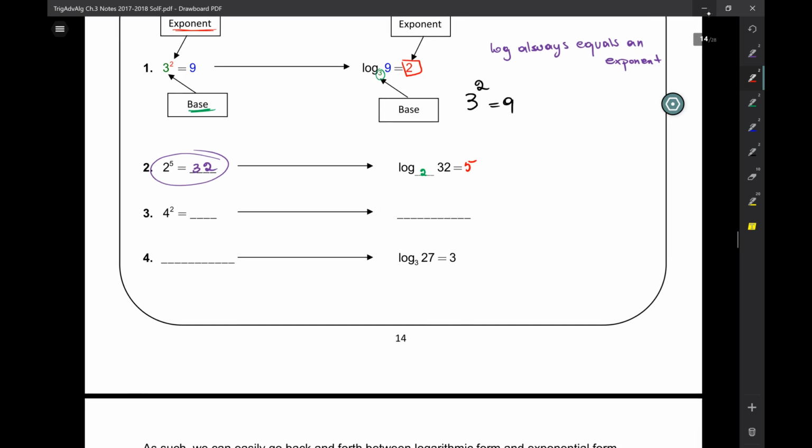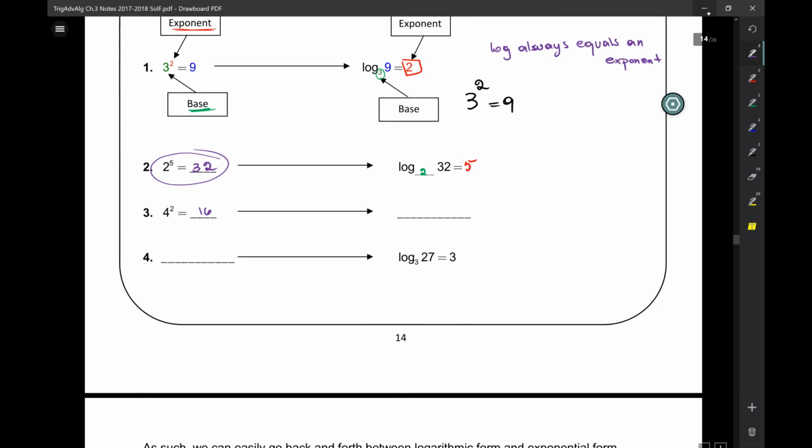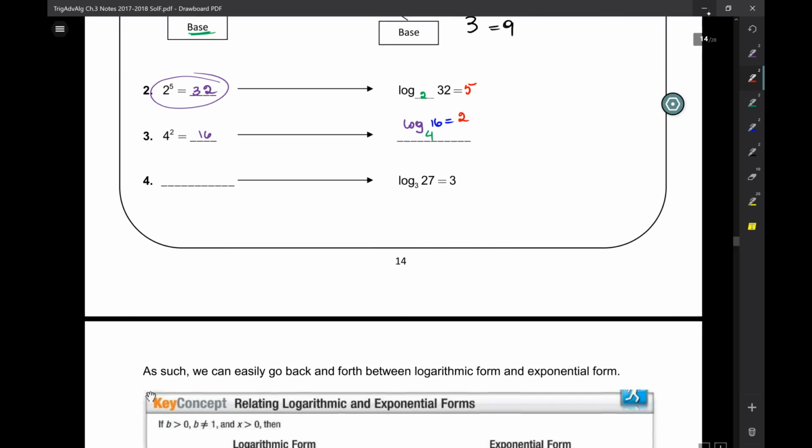All right, take a look at another one. 4 squared is what? 16. And now how would I write it in terms of a log? Log base 4 of 16 equals 2. All right? So again, if I were to just see that on a billboard, it's, oh yeah, base is 4, exponent is 2, gives you 16.